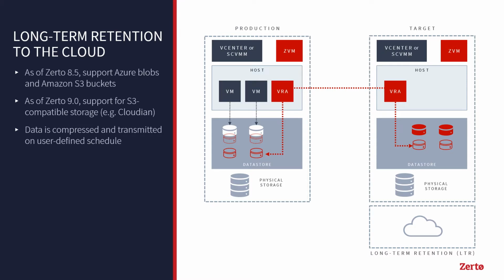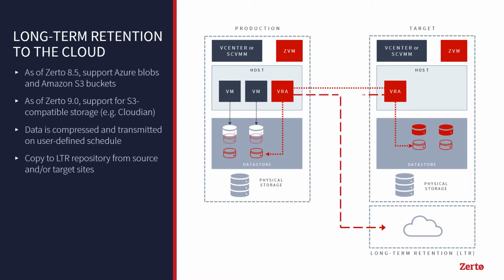LTR data is compressed and copied to a user-defined repository on a customizable schedule. Copies can be made from either the production site if using a local journal for backup, and/or copies can be made from the secondary target site if using a remote journal for disaster recovery. In either case, at least one full copy is required, after which incrementals can be made or additional fulls as needed.